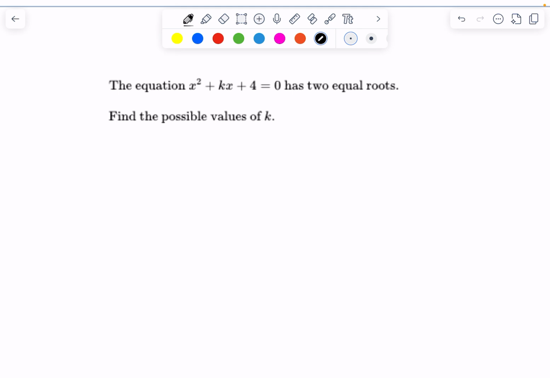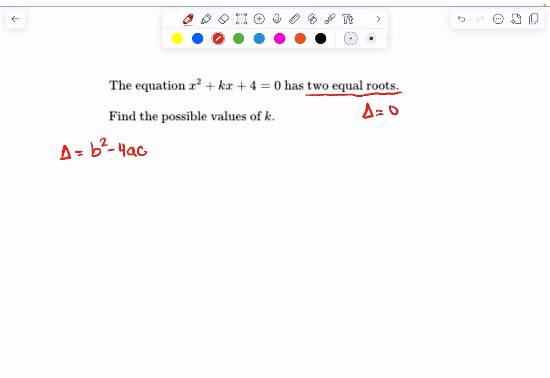So let's recall that the number of roots is determined by the discriminant. Remember that the discriminant is a value that's going to allow us to know the number of roots a quadratic equation is going to have. And we are going to have two equal roots when our discriminant is equal to 0.